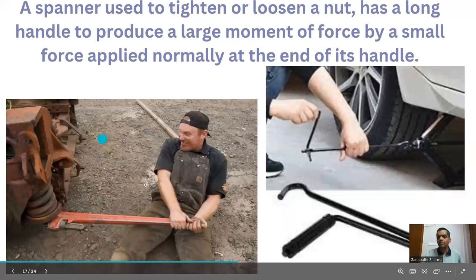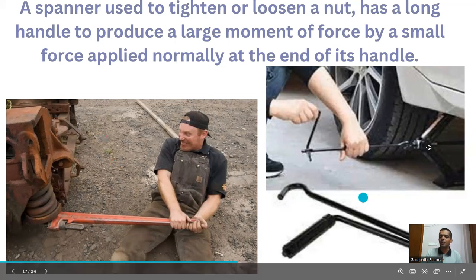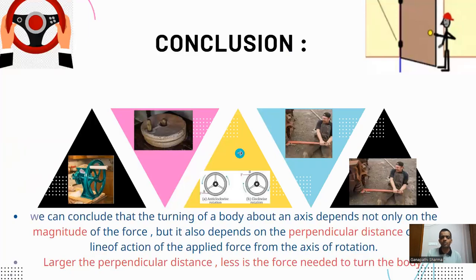A larger moment of force is produced by applying a small force. The force is also not so much. What happened? He can rotate the nut easily. Definitely you will be getting 1-2 mark questions on this. What is the conclusion of this moment of force?